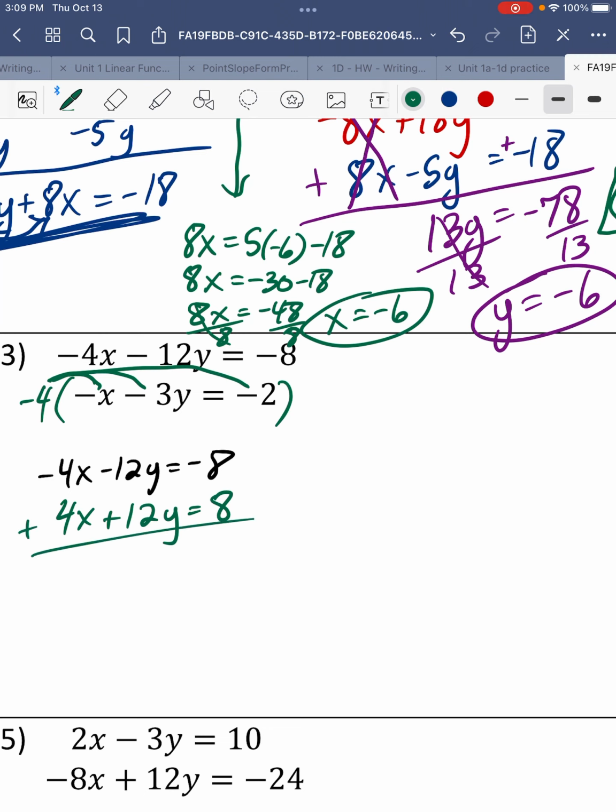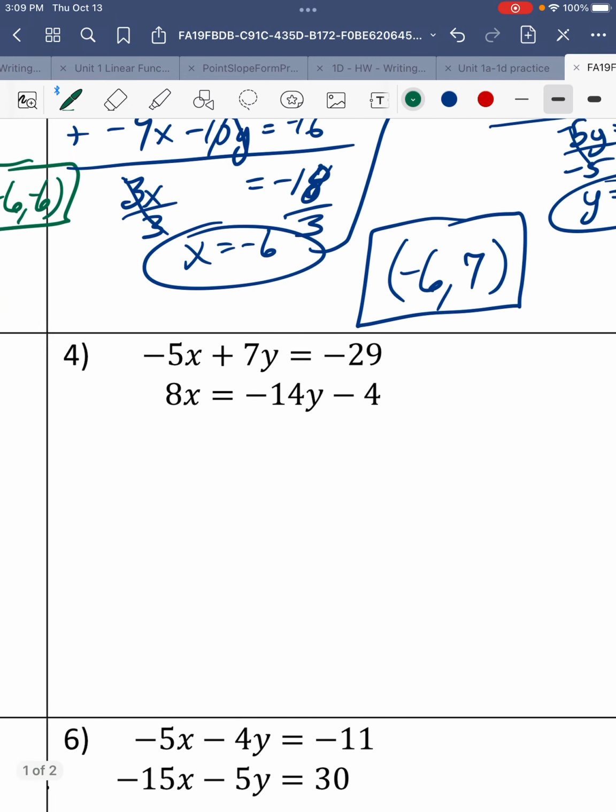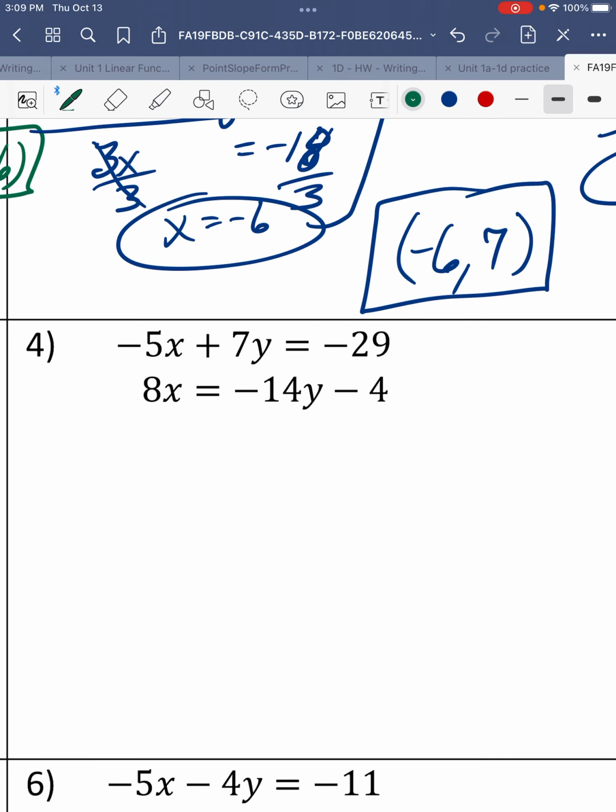Let's add vertically. Negative 4x plus 4x is 0. Negative 12y plus 12y is 0. And that negative 8 plus 8 is 0. Does 0 equal 0? Yeah, it does. Always does. So that's infinite solutions. Zero does equal 0. The variables all went away.